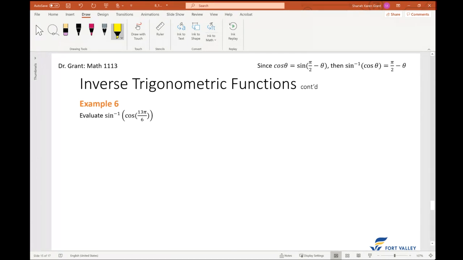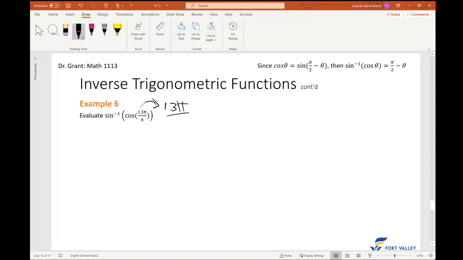Okay, so now let's say we want to evaluate sine inverse of cosine of 13 pi over 6. So notice that this is not on the unit circle, right? In the first rotation. We can actually split it in such a way that we can get it to be on the unit circle per se. So this takes a lot of practice though. So don't think on the first hint you're going to get it.